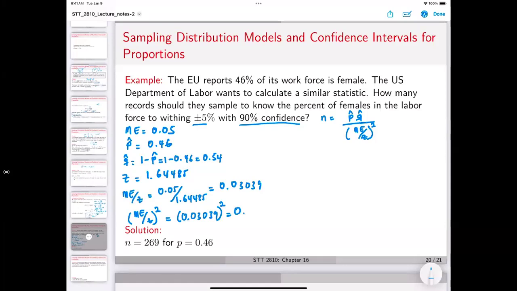I got 0.000924. Okay? And then now let's solve for our n. Our n equals, what is our p hat? 0.46. What is our q hat? 0.54. All divided by 0.000924. What is n?